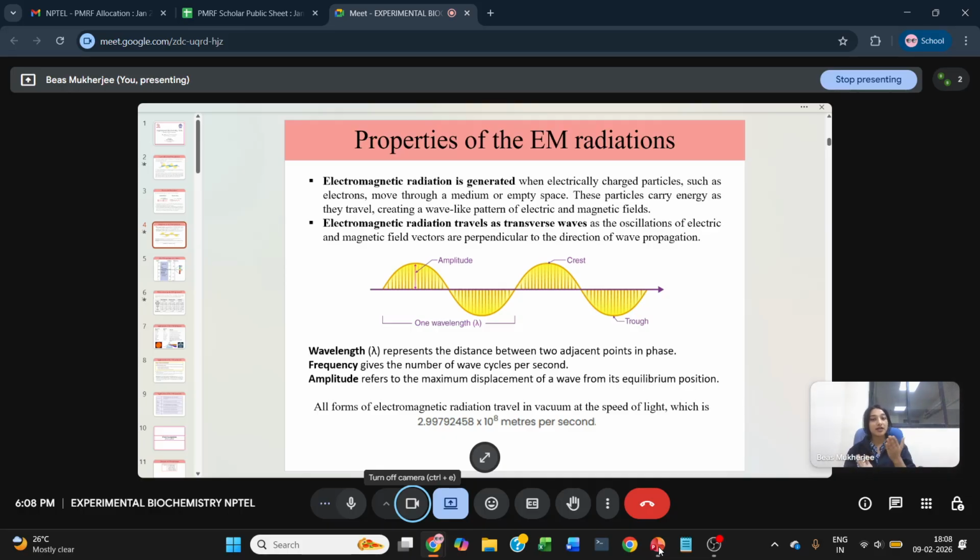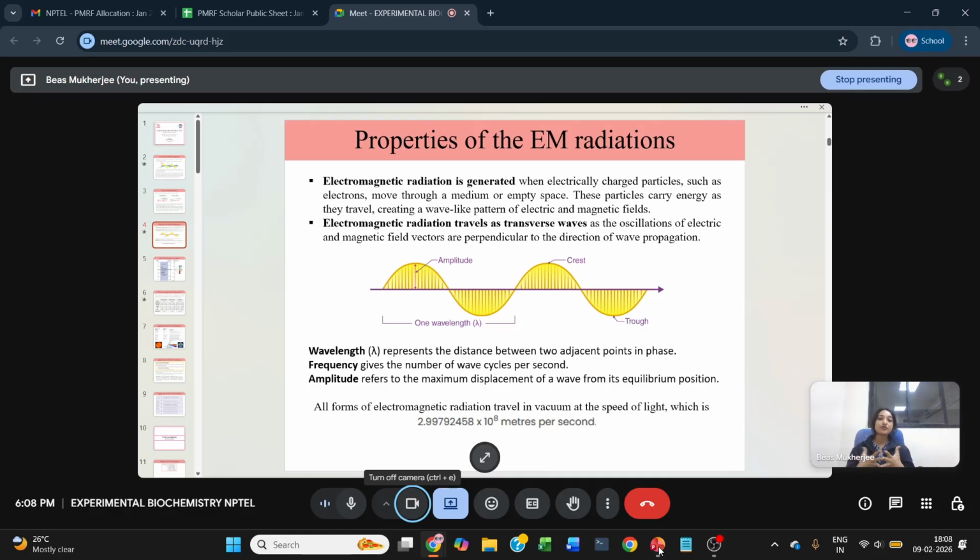Wavelength represents the distance between two adjacent points in the same phase. Frequency gives the number of wave cycles per second. Amplitude refers to the maximum displacement of a wave from its equilibrium position. All of these different properties of a wave are shown in the figure for your understanding.